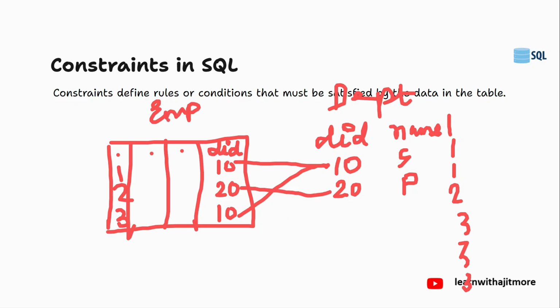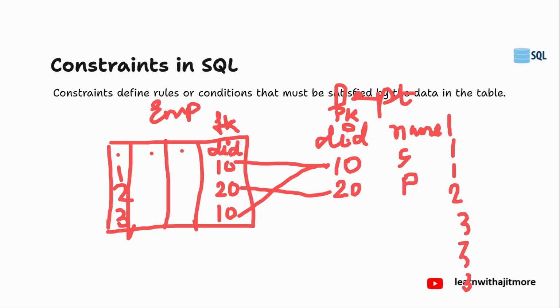Okay. So what is the foreign key? Foreign key is a column in one table which is referring its values from the primary key of some other table.